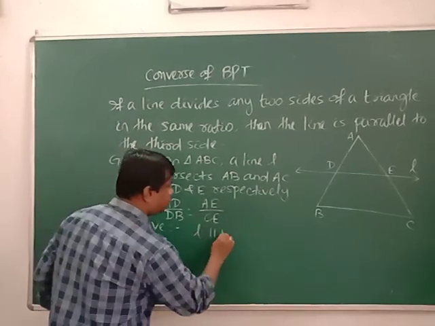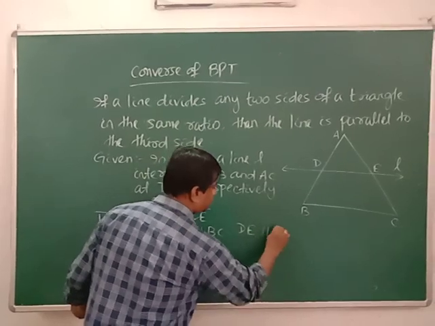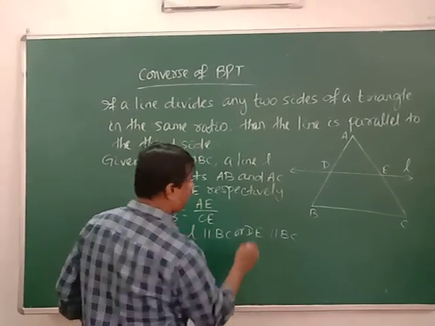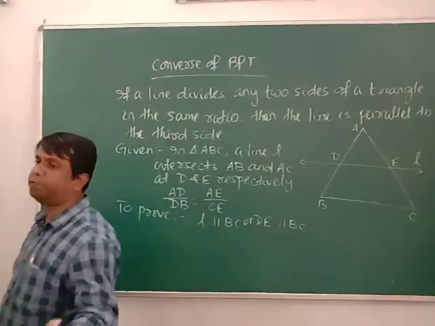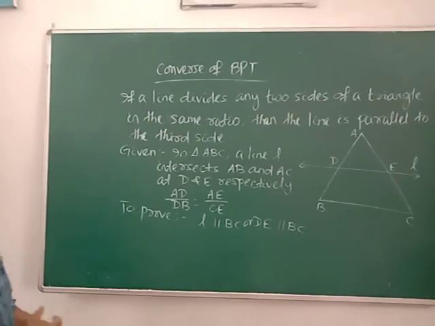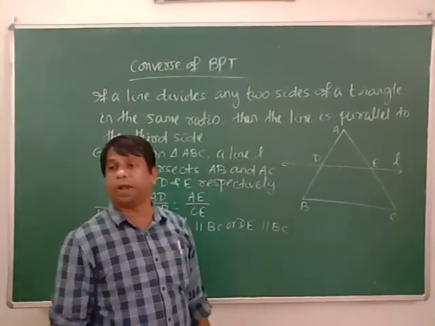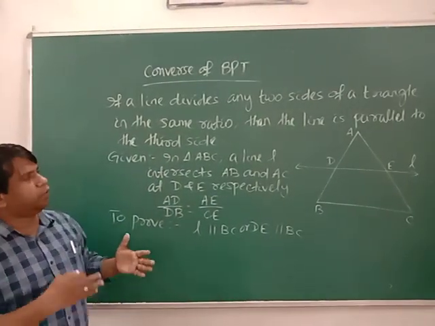We have to prove that DE is parallel to BC. This theorem can be proved by the contradiction method. So what is contradiction? Suppose DE is not parallel to BC. Then there should be another line through D which is parallel to BC.